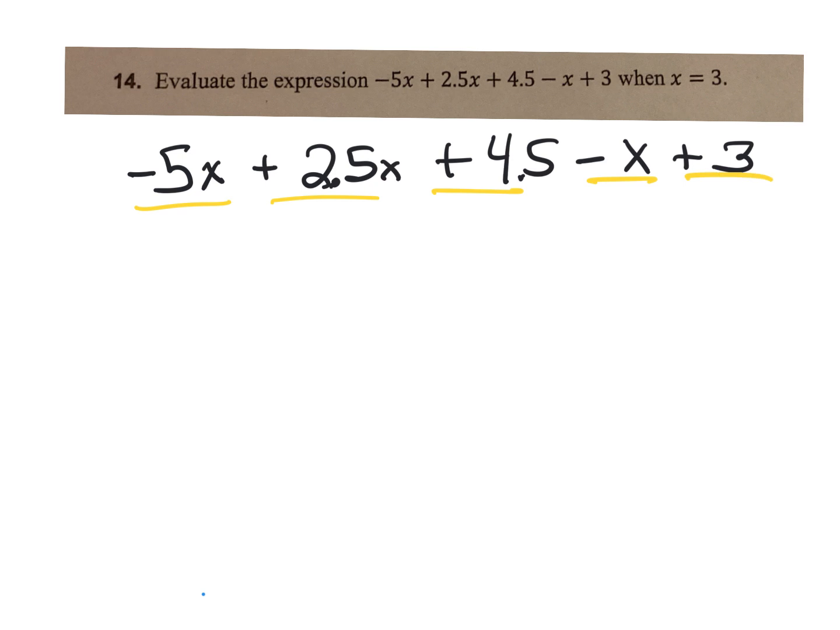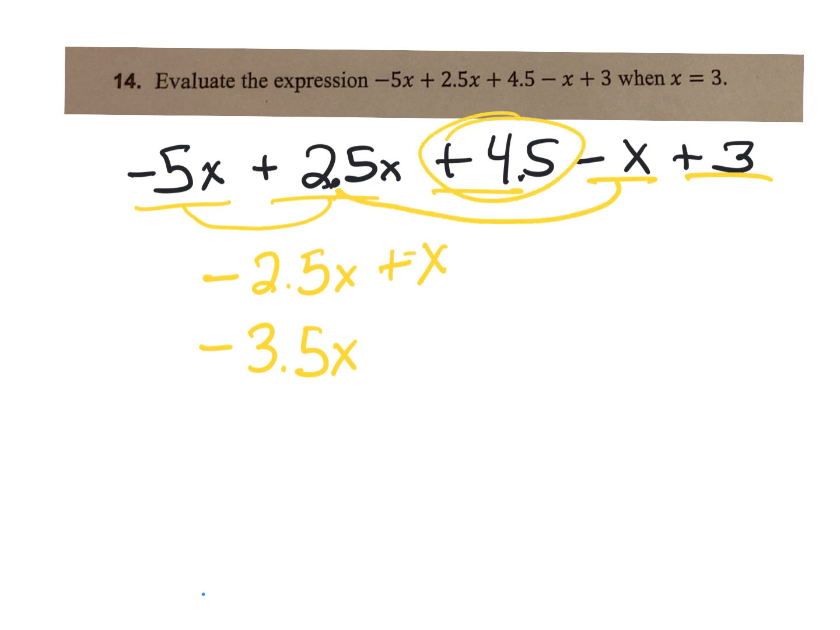So I know what x is. I could put x in right now and then put them all together, but I'm going to combine my like terms together. So I'm going to combine these together. A negative 5 plus a 2.5 is a negative 2.5x, and then I have a minus x there, and I'm going to add the opposite. So that gives me a negative 3.5x. So that's putting together all of my x's.